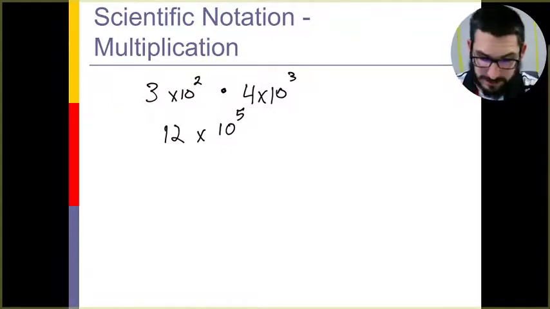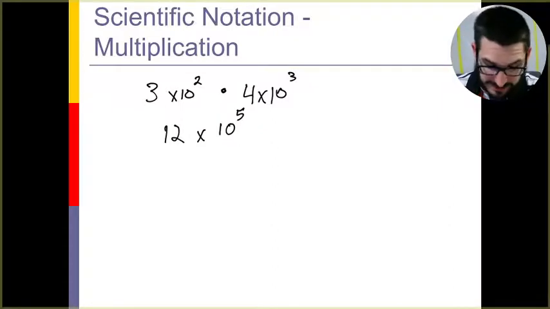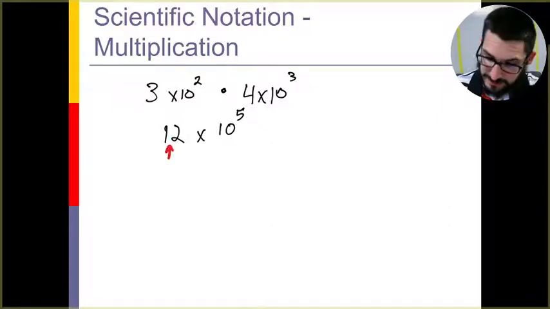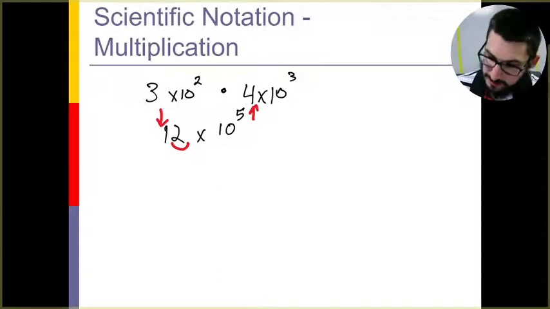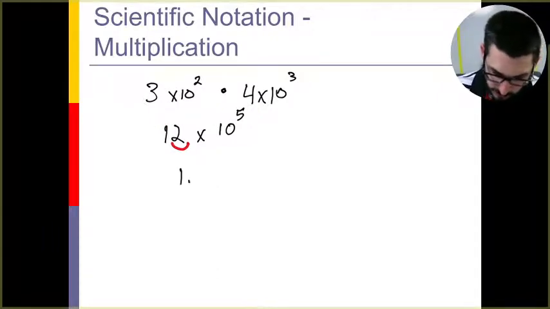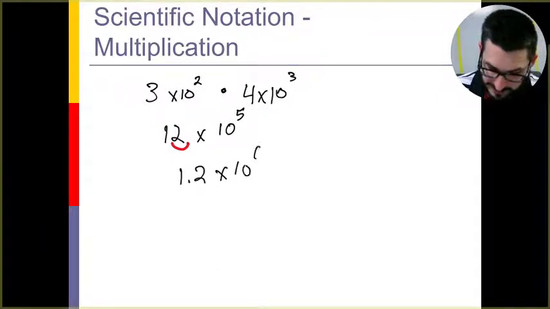Not done here, because what do I need to do with this 12? To keep it in scientific notation, the decimal needs to be right there between the 1 and the 2. So move it 1 time. Since it got smaller, my exponent is going to get bigger. I've got 1.2 times 10 to the sixth.